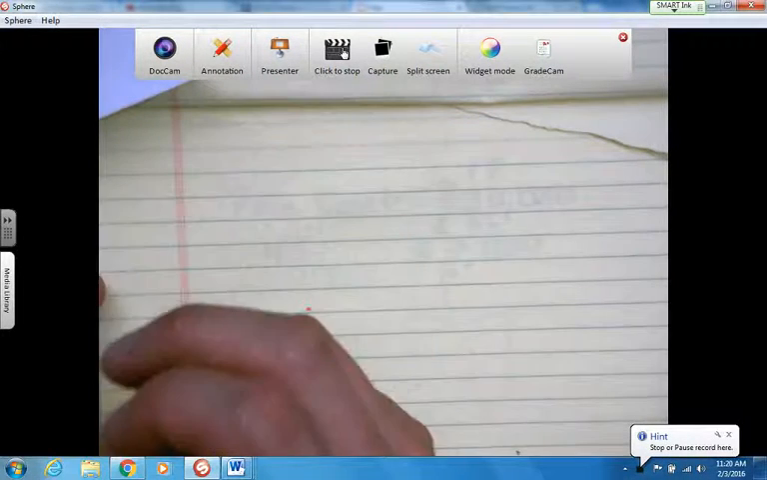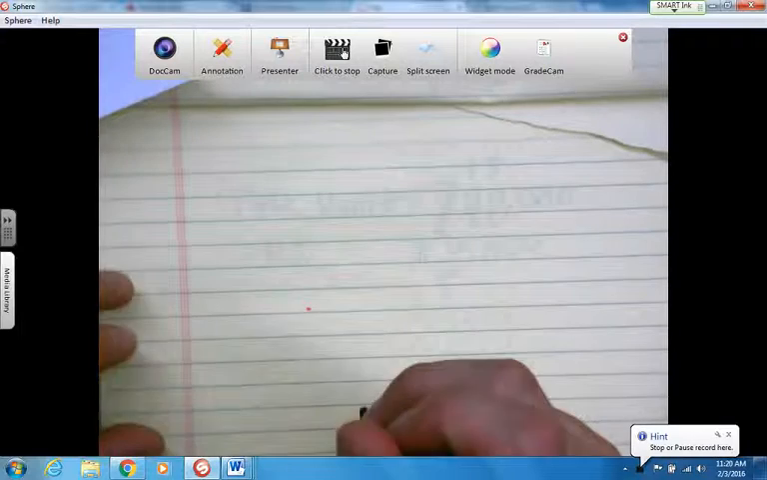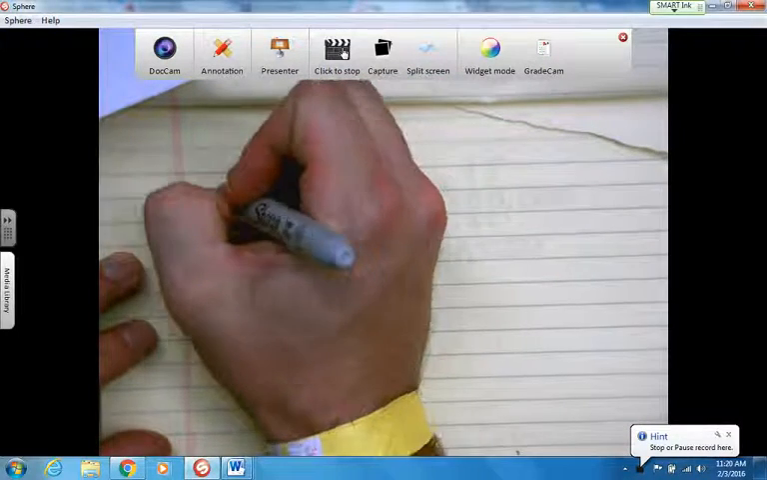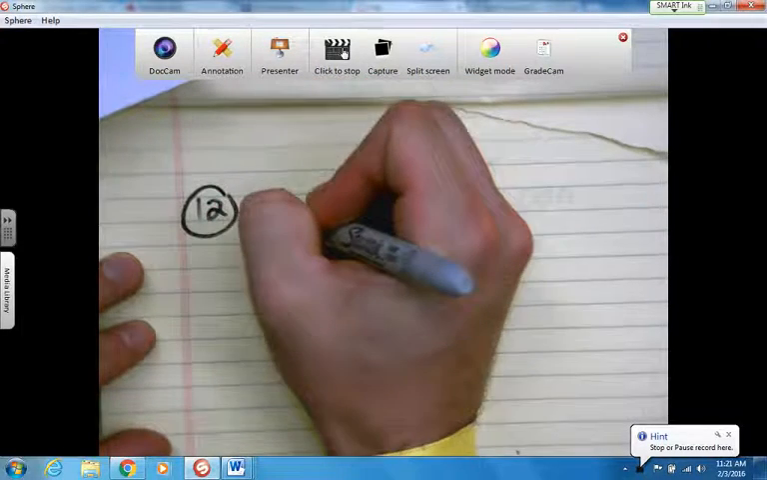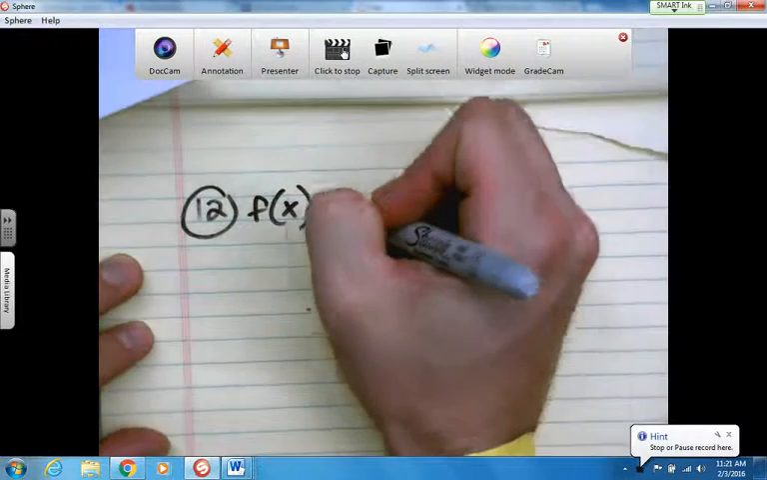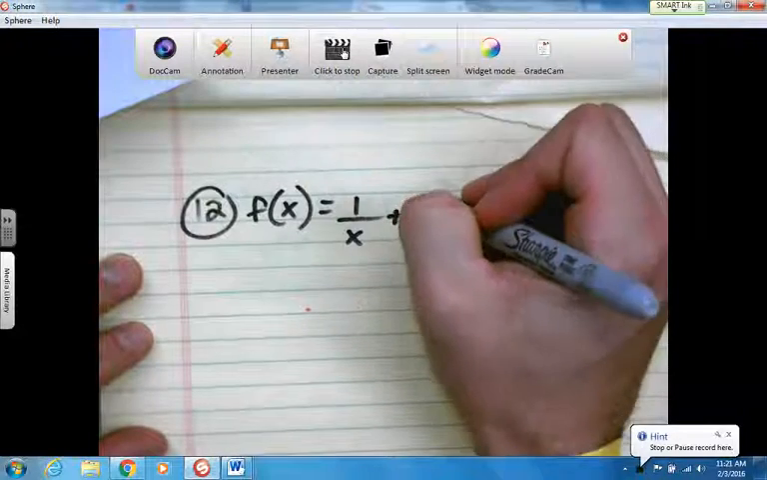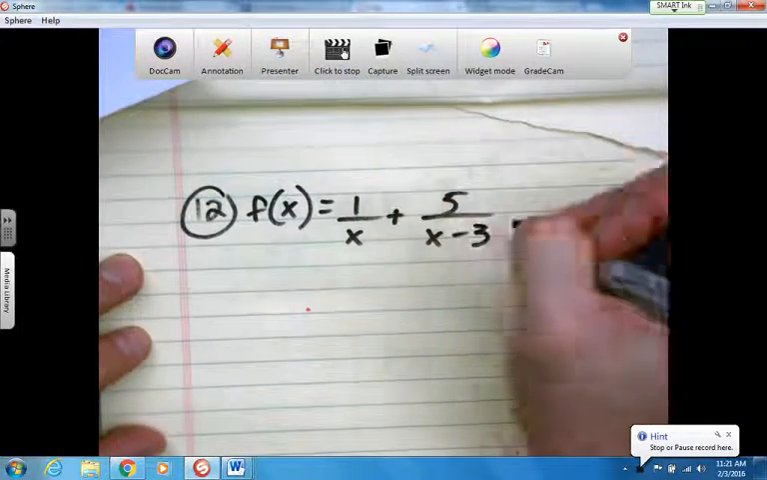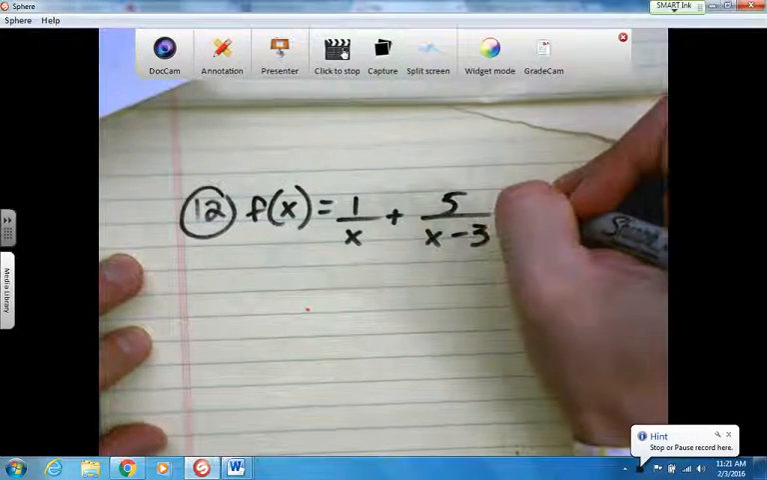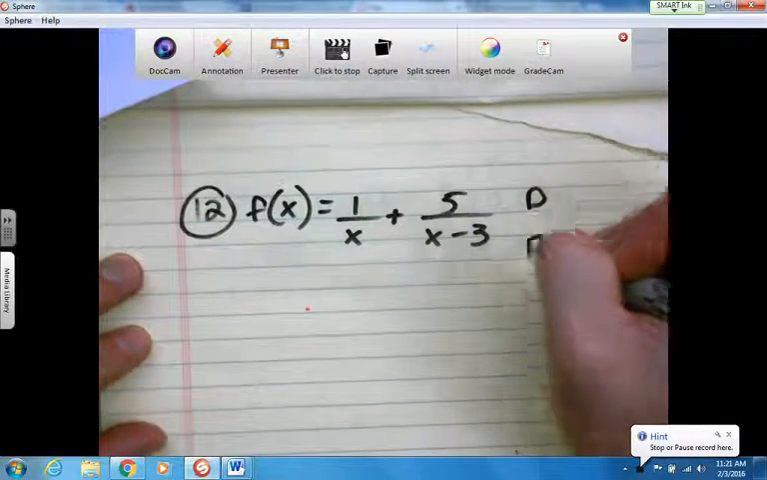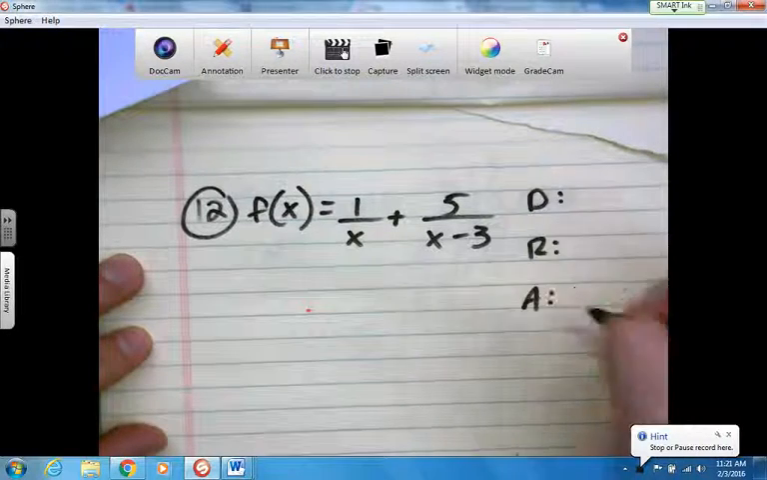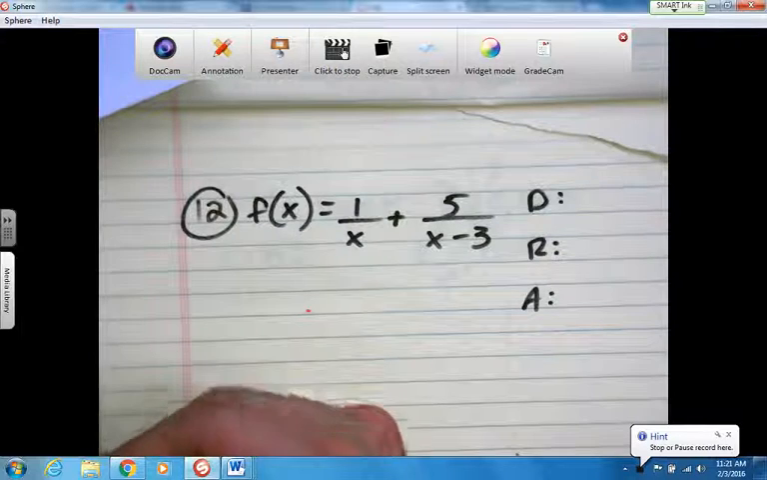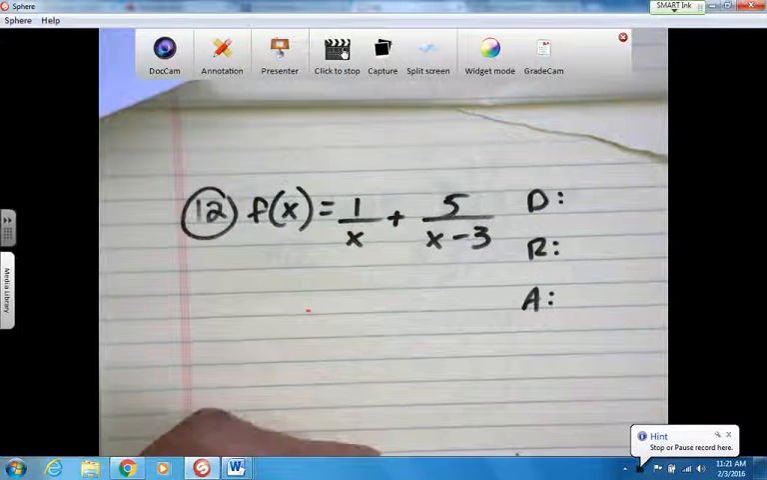Alright, okay, so here we go, reviewing last night's homework, looking at 12 through 15. So, number 12, we had f of x equals 1 over x plus 5 over x minus 3. The key concepts that we're looking for: I want to find the domain, range, and asymptotes. Domain, range, and asymptotes. And right off the bat, Mariah, help me find some of the asymptotes.